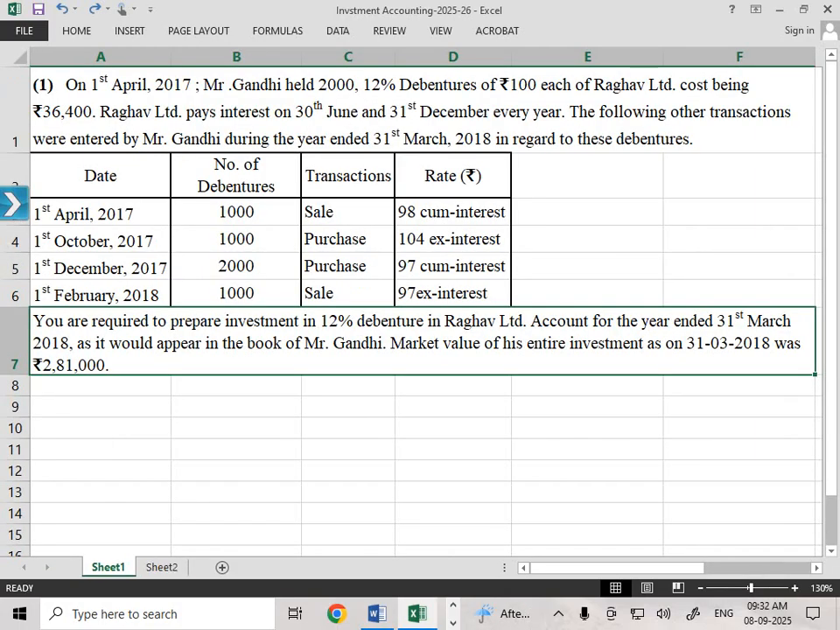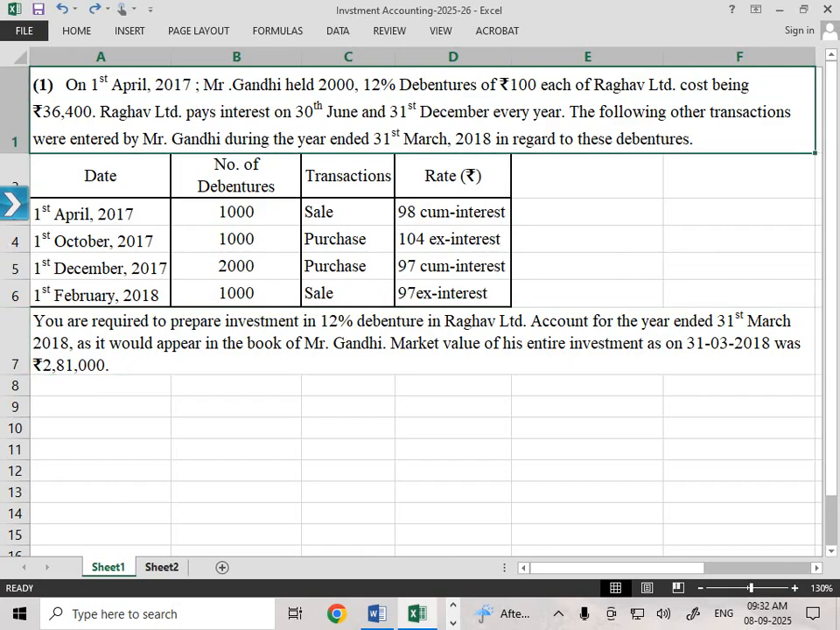The market value of his investment on 31st March was 2,80,000. This market value we have to take at the end. When we close the investment account, we will see what is the cost and market value. We will compare the cost and market value, and whichever is lower is the one we have to establish. So let us start transaction by transaction, day by day. The first is the opening balance.